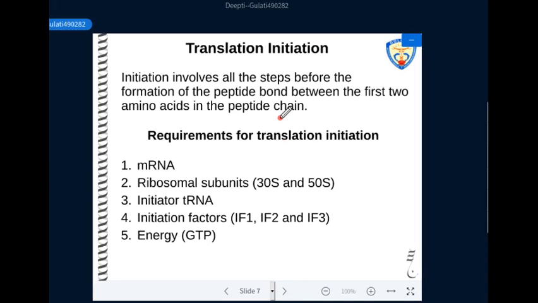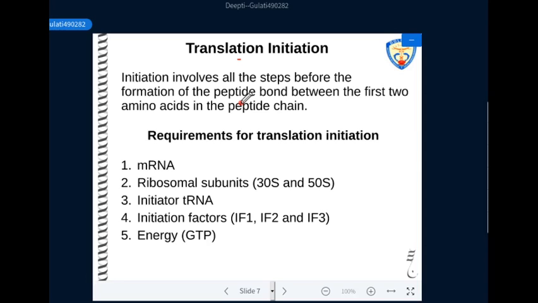After the activation is complete, we move on to the actual translation process. Translation begins with the first step, that is initiation. And initiation involves all the steps which occur before the formation of a peptide bond between the first 2 amino acids in the peptide chain.